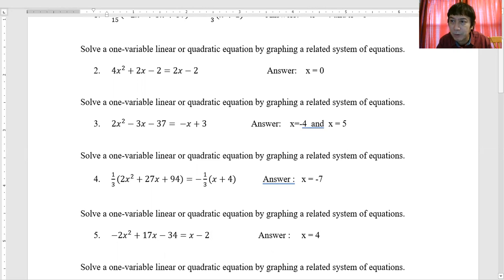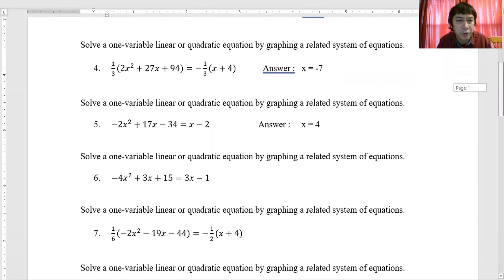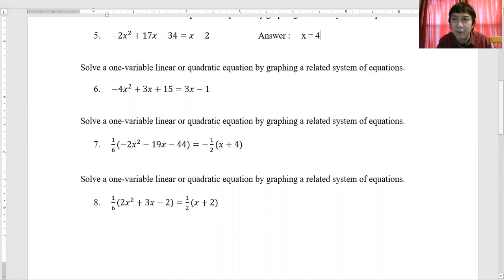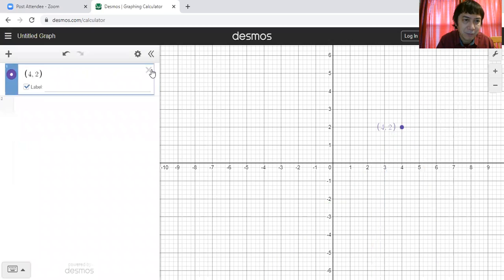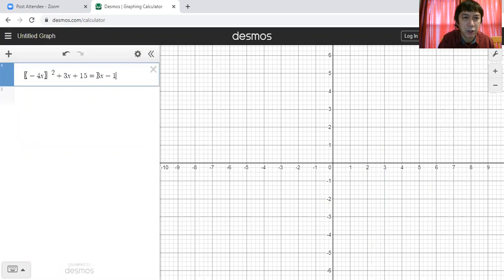All right, we shall try to solve the next problems. We shall scroll and proceed to number 6. Okay, let's continue with the next number. All right, we're doing number 6 now. Solve a one variable linear or quadratic equation by graphing a related system of equations. So we can just copy and paste. Remember we're using technology. Proceed to the graphing calculator there, and then paste the given equation also in your screen there.